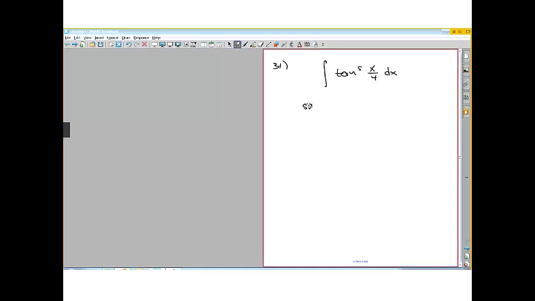The Pythagorean identity, the one that I always remember, is this one. If I divide everything by the cosine squared, then I get that tangent squared x plus 1 is equal to the secant squared of x, since 1 over the cosine is the secant. So if I solve for the tangent squared, I'll get secant squared minus 1.